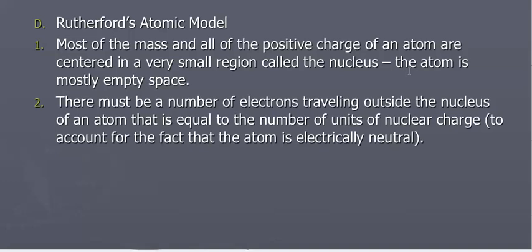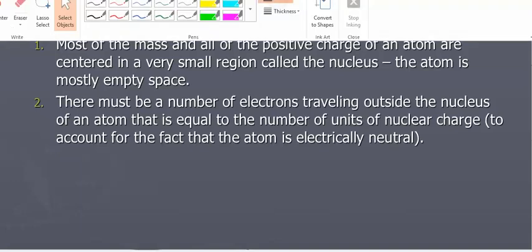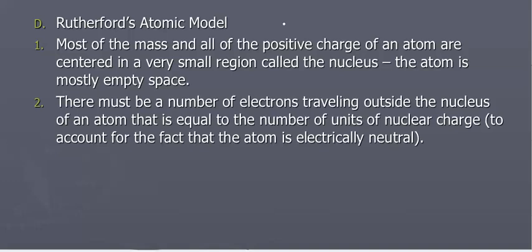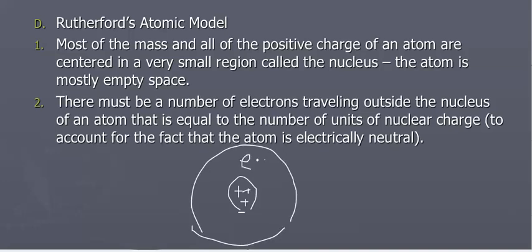Rutherford's atomic model says that most of the mass and all of the positive charge is centered in a small region he called the nucleus. Most of the atom is empty space. So the nucleus holds your mass, which are your protons and your neutrons, and it's very small compared to the rest of the atom. And then there must be a certain number of electrons floating around the nucleus to account for the fact that atoms are neutral.